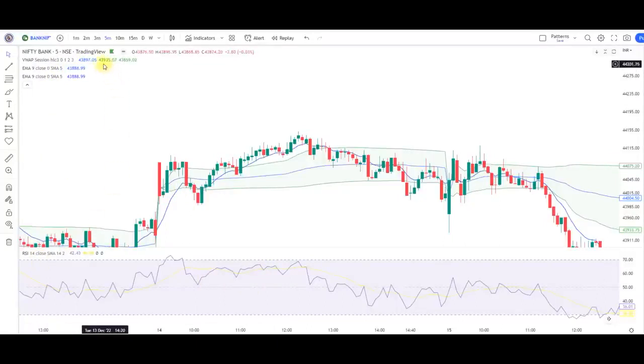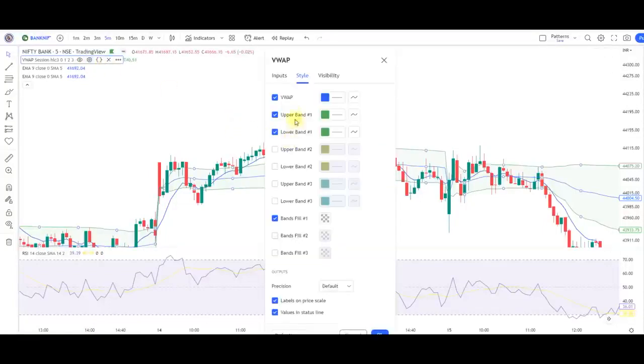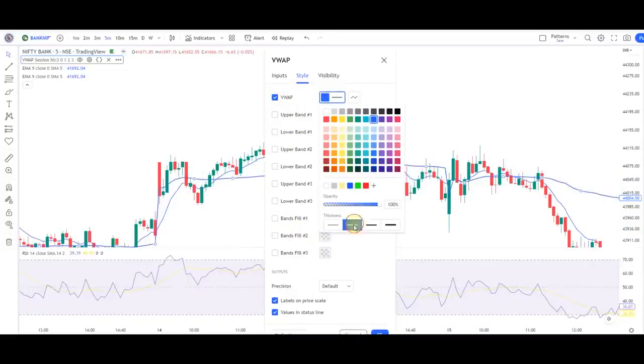Now I will go to settings and I will show you how to change the settings for our particular strategy. First we will go to the VWAP, and we want only the VWAP, so I will uncheck all the others, upper band, lower band, and all this we don't want. And I will make the VWAP a little thick. Here we can see the thickness, we can change according to our wish. I am making this blue in color. Okay, I'll click on OK.